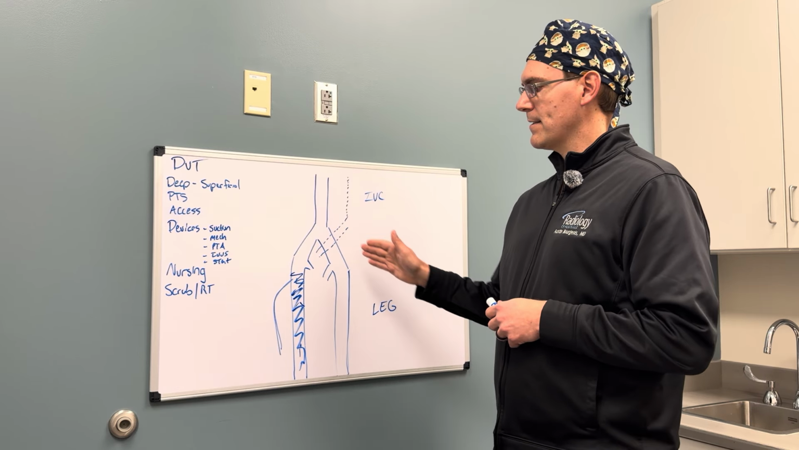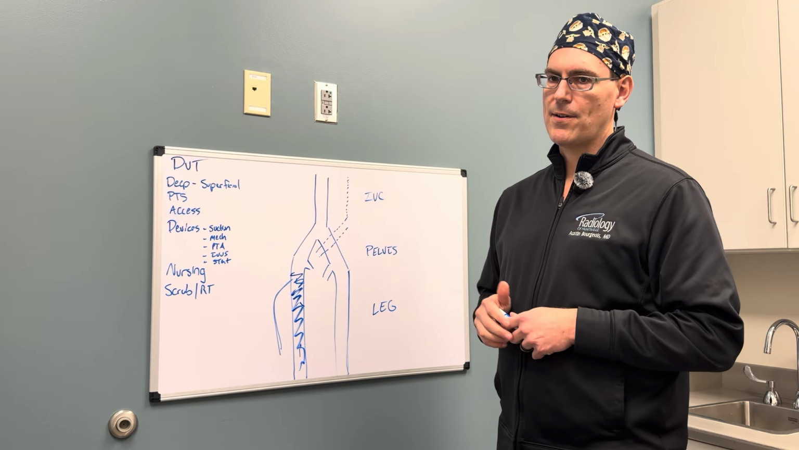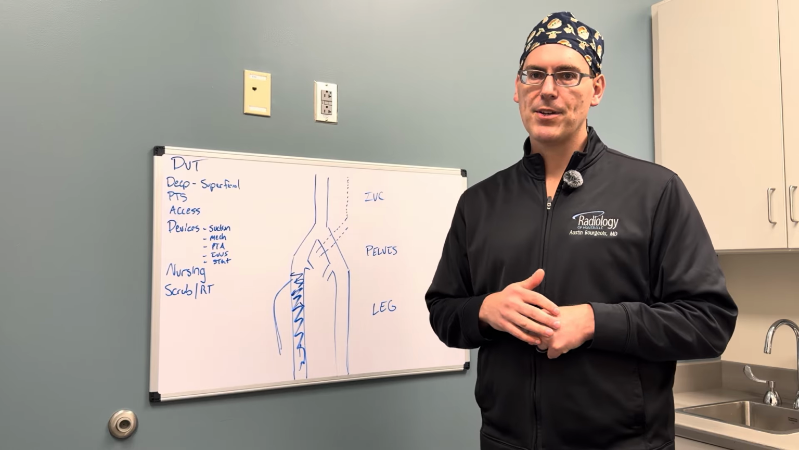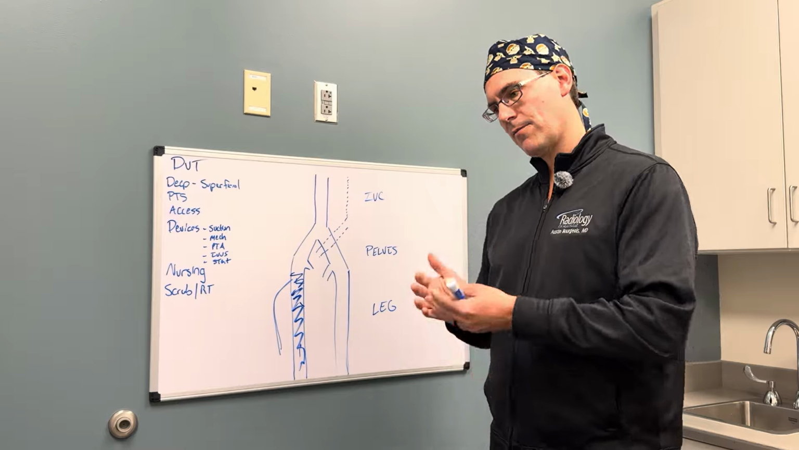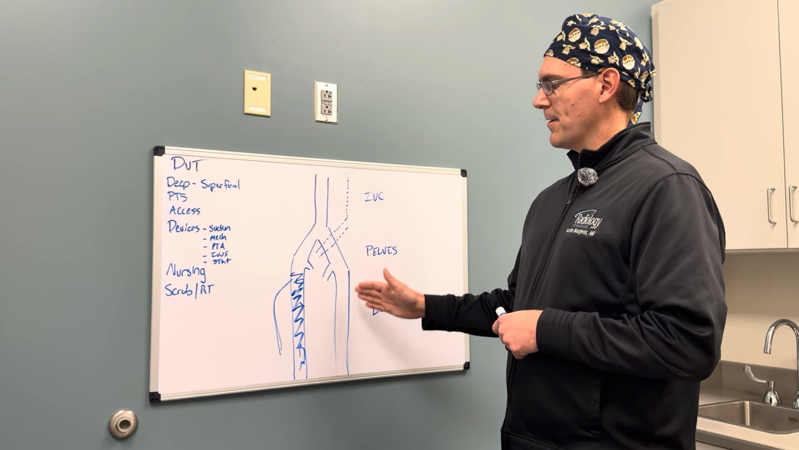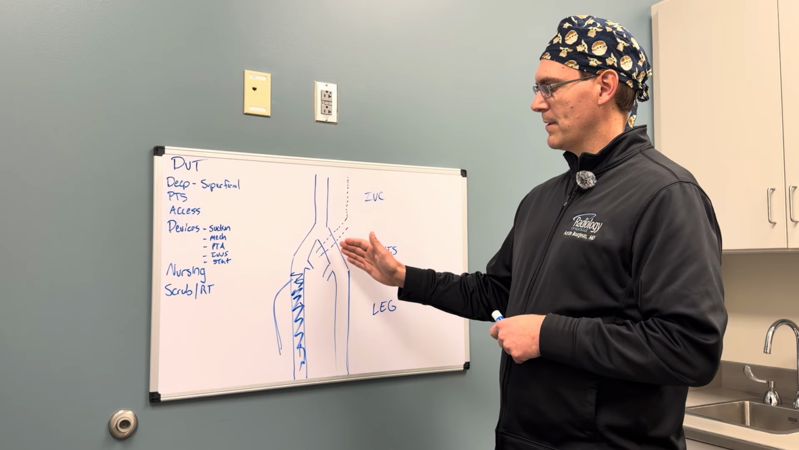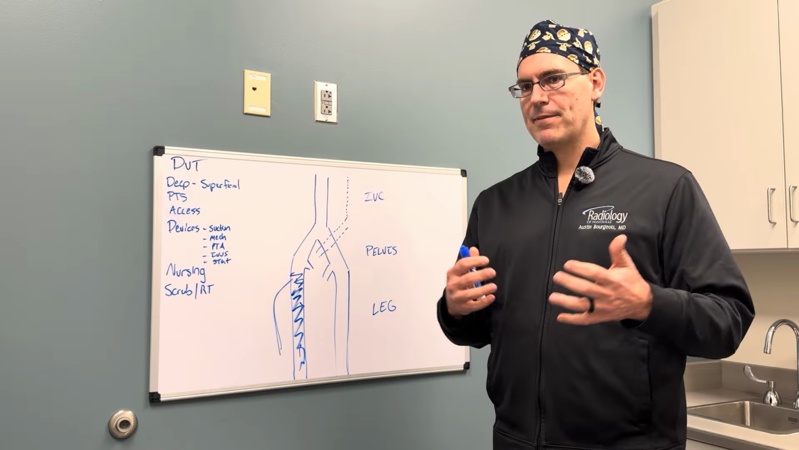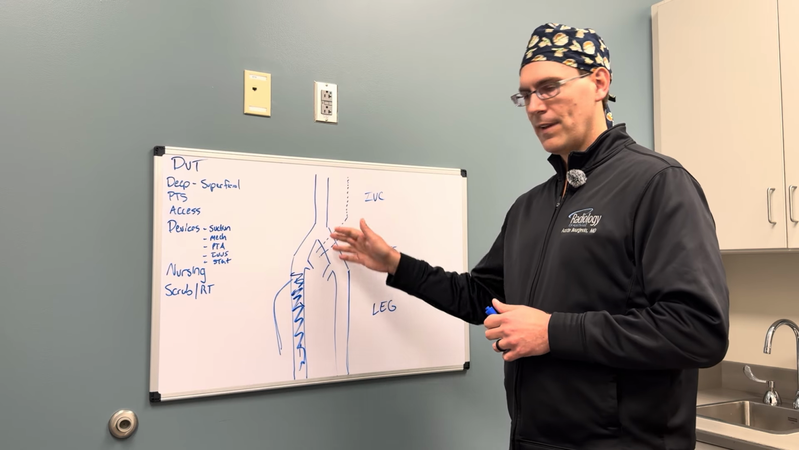And so that process over time is called May-Thurner. It affects a lot of patients, the minority of which end up with blood clots because of slow flow, but it's a significant minority. And so we end up treating many of these left-sided patients with this May-Thurner process. These are the ones that we more or less have to stent in addition to removing the clot.